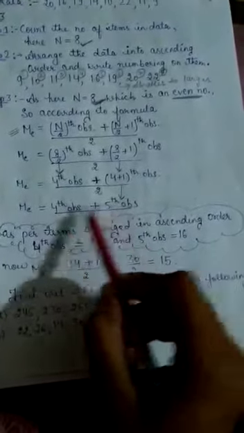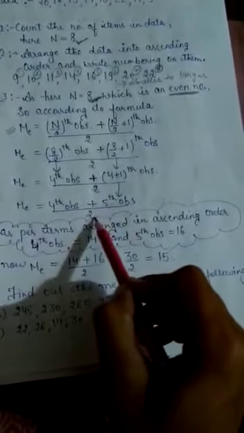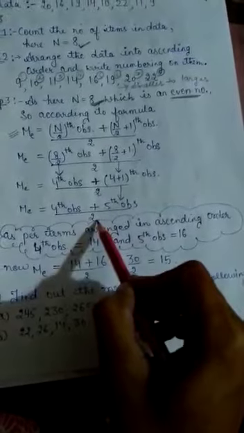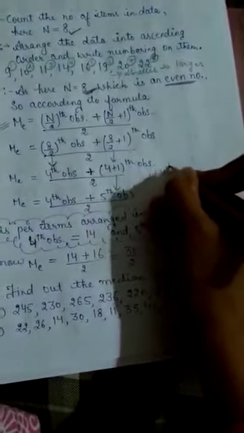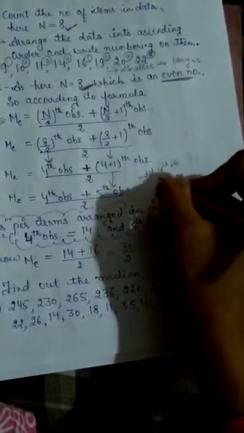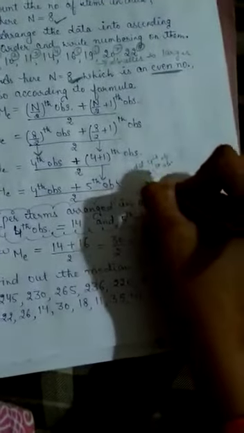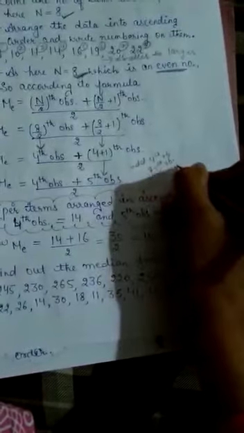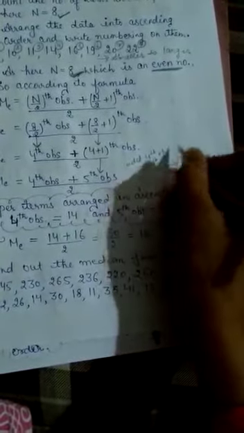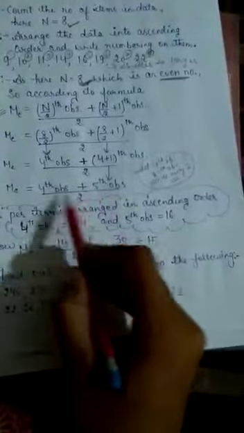You are having fourth and fifth, means you have to take fourth and fifth, add them and divide by 2. That is, add fourth observation and fifth observation, divide the answer by 2. This is how we will do this step.